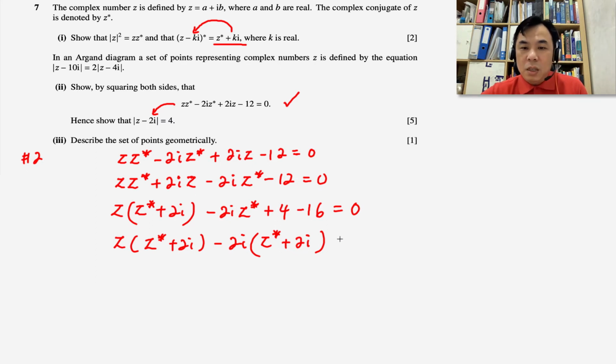And then this 16, as I mentioned before, I can move to the other side. To my surprise, I noticed that both of them have the same factor. I didn't realize that until I actually wrote it down. This is what happens in the actual setting. So I'm going to factorize the z complex conjugate plus the 2i. By factorizing that, I will end up here.